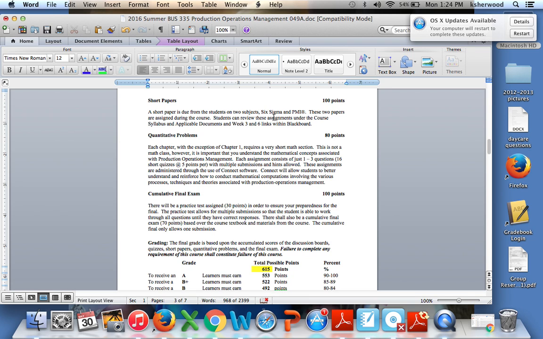Six Sigma is an approach to quality management. The paper really focuses on the DMAIC method.